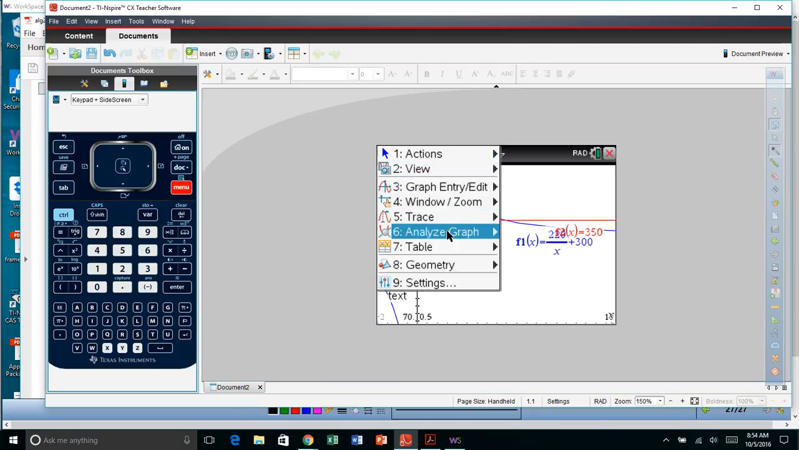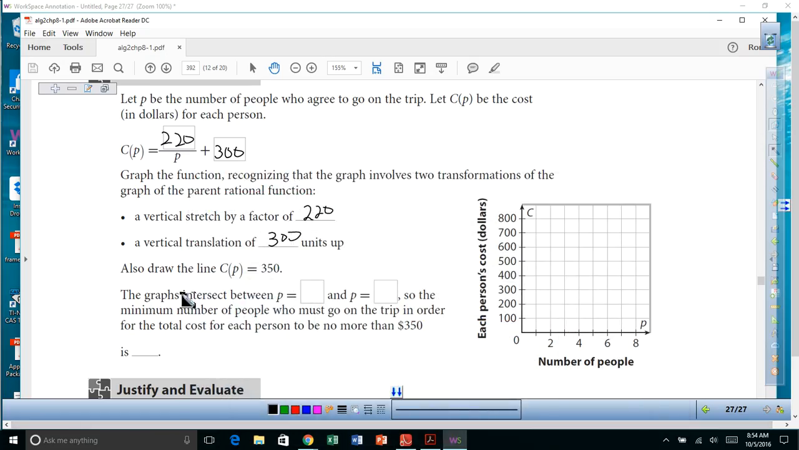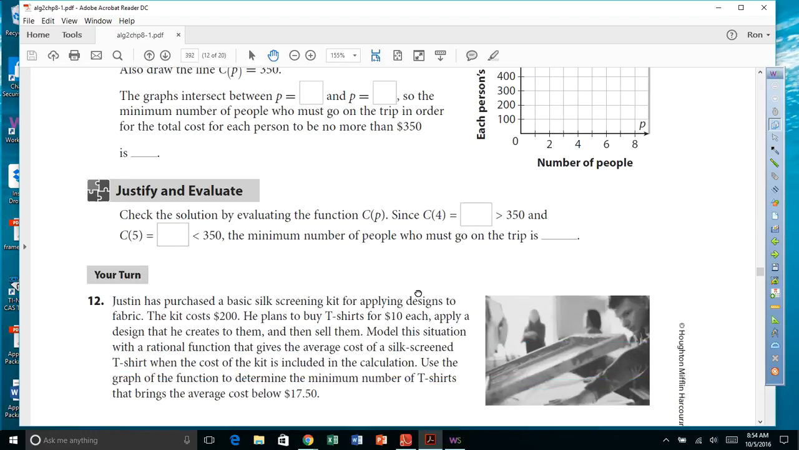Menu, 6, 4, 4.4. Okay, good, that's going to make it a little easier. The graphs intersect between P is 4 and P is 5. Remember, it was 4.4. So the minimum number of people who must go on the trip in order for the total cost for each person to be no more than 350 is 5 people. Can't have 4.4 people go. Got to be 5.